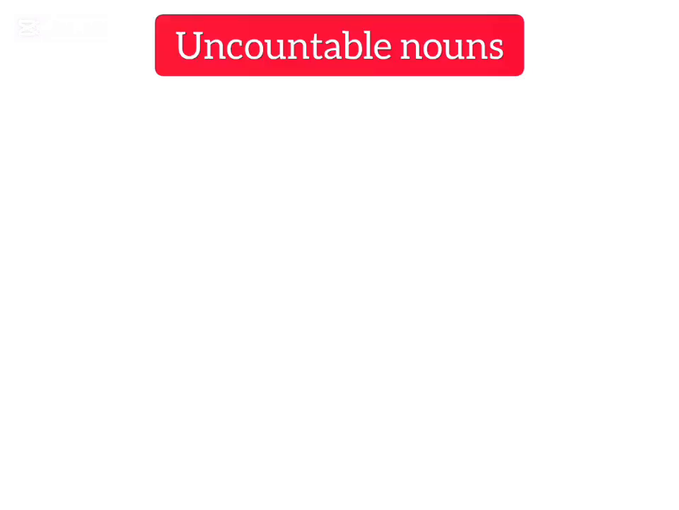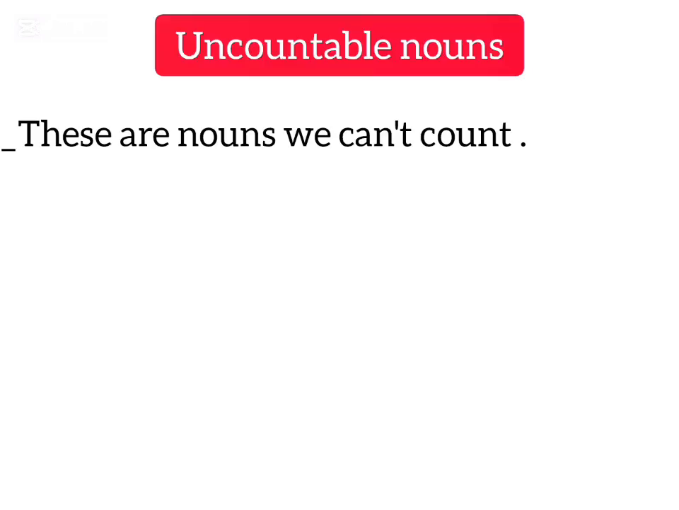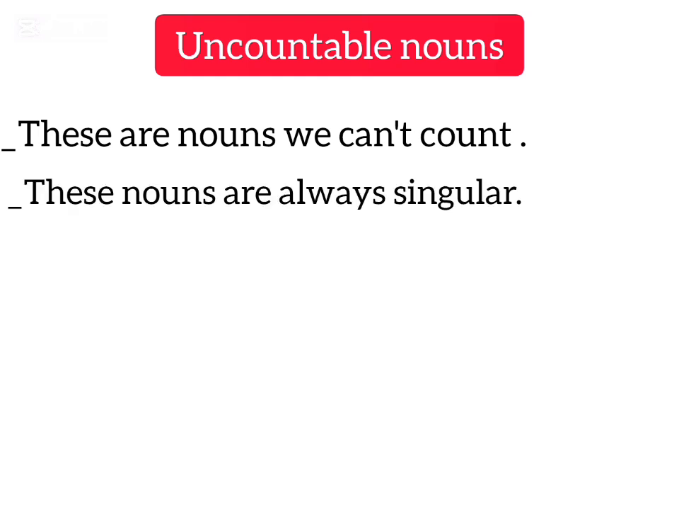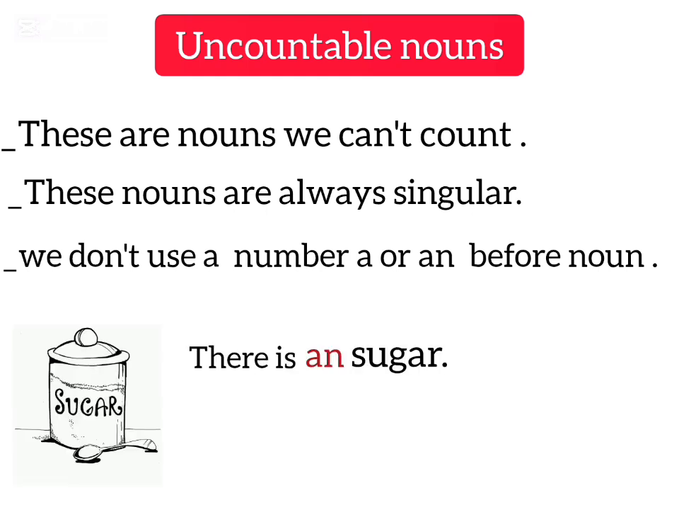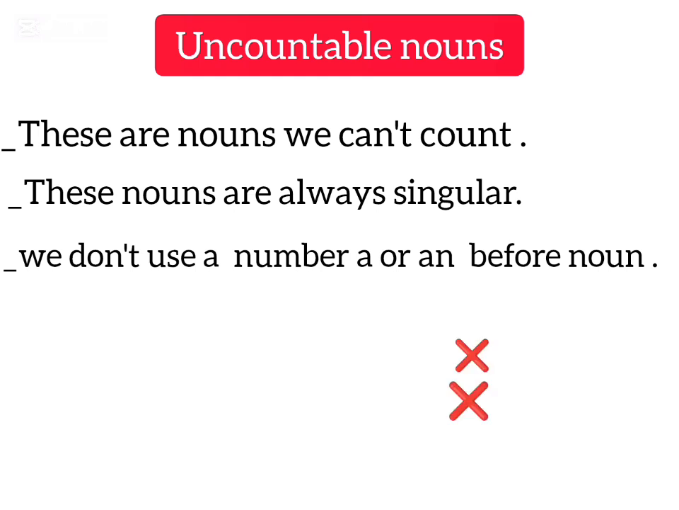Uncountable nouns. These are nouns we can't count. These nouns are always singular. We don't use a number, a or an before a noun. For example, there is an sugar. There is a sugar. These sentences are incorrect because we don't use a number before uncountable nouns.